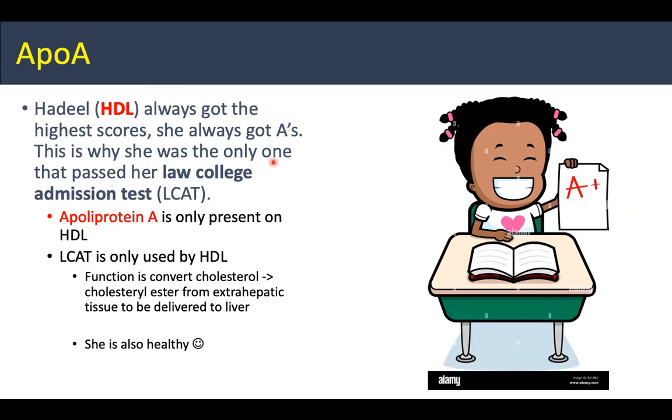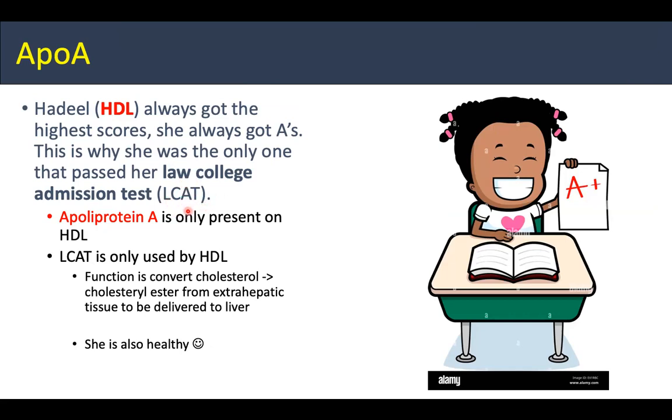Okay. And this is why she was the only one that passed her law college admission test, LCAT. The LCAT should remind you that the LCAT enzyme only works with HDL. The function of the LCAT enzyme is that it converts the cholesterol that's in the peripheral tissue to cholesterol ester, and this allows for the cholesterol to move from the peripheral tissue to the liver. I told you that HDL is the only one that does this. HDL is the only lipoprotein that moves the cholesterol from my peripheral tissue back into my liver. So that's why HDL is the only one that interacts with LCAT.